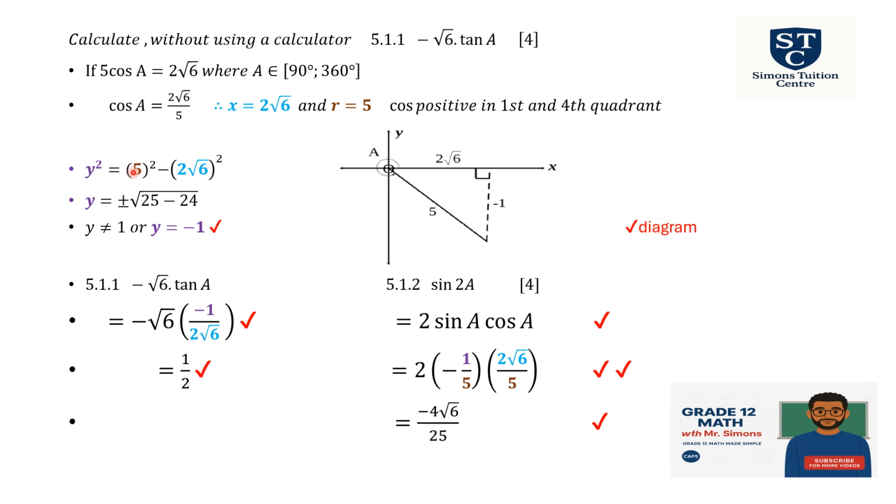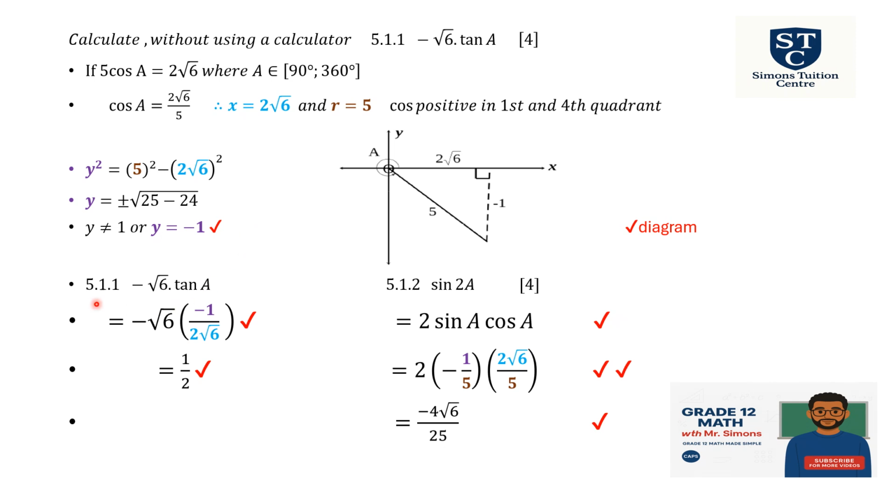y squared would equal r squared minus x squared. So r squared, 5 squared, minus x squared, which is 2 square root 6 squared. 5 times 5, 25. 2 times 2, 4. Square root 6 squared would be 6. So 4 times 6, 24. So 25 minus 24 would give me 1. But remember, we have to find plus or minus square root 1, which gives me y equals 1 or y equals negative 1. So in the fourth quadrant, y is negative, not positive. So we have to select negative 1, and 1 mark for selecting the correct y.